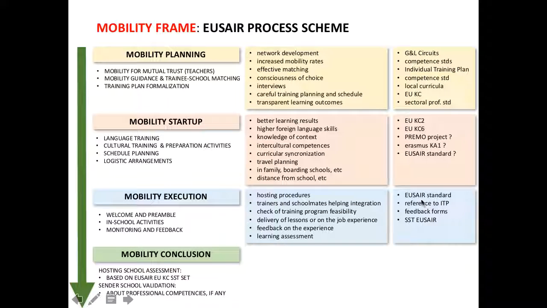In this case, the standards we can use are those we will define, for example, for the key competencies we will develop. We can refer to the ITP content. ITP is the training plan, the individual training plan. Feedback forms that maybe we are forced to use by the funding body or those that we decide to adopt as a common feedback form to be given to all the students participating in a user mobility frame experience. And we will have the standard situation sheets, the typical situation sheets that we will develop as help for the assessment carried out by the hosting school.